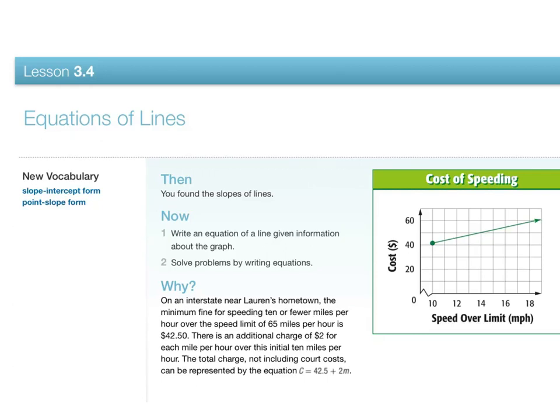Okay, in the last section you did the slope. Today you're doing the equations of a line. You've got y equals mx plus b, where m is the slope and b is the y-intercept, where the line intersects the y axis.